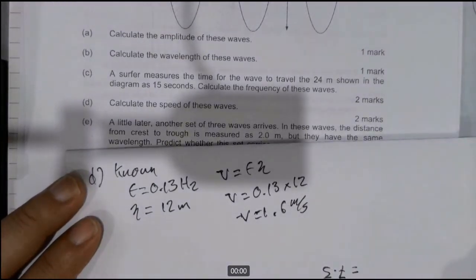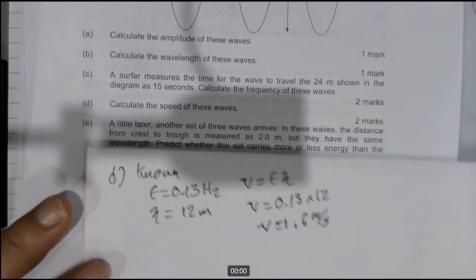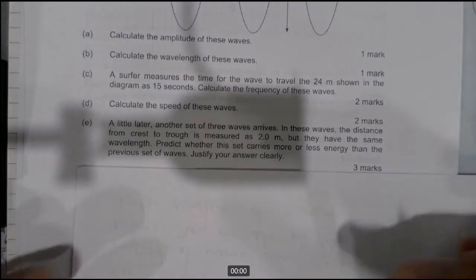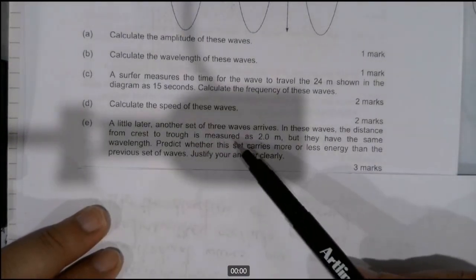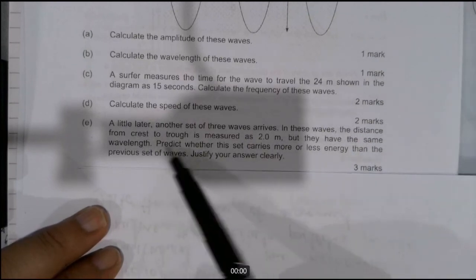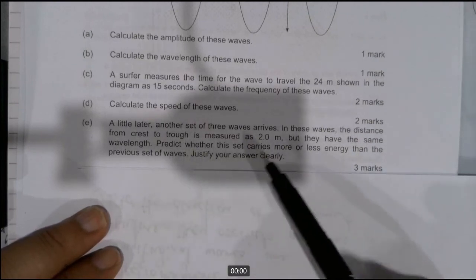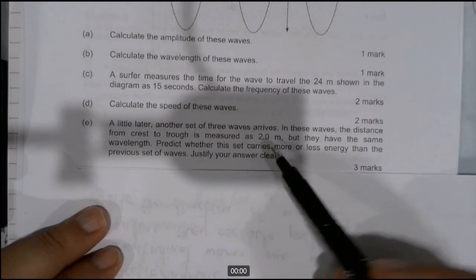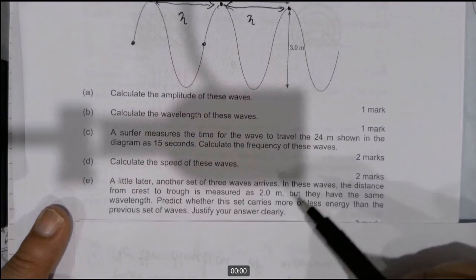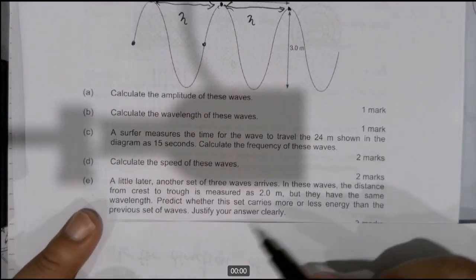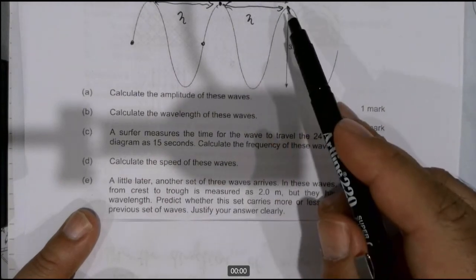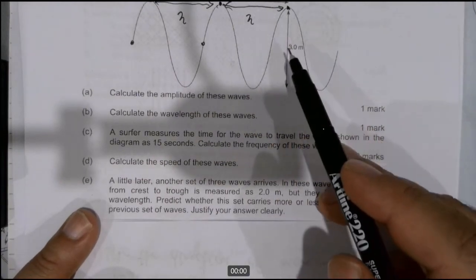Okay, and lastly we have E. So E says, a little later another set of 3 waves arrive. In these waves, the distance from the crest to the trough is measured as 2 meters. So rather than it being 3 meters, it's measured as 2 meters. But they have the same wavelength. So they're still the same distance from peak to peak. It's just their amplitude has been reduced.